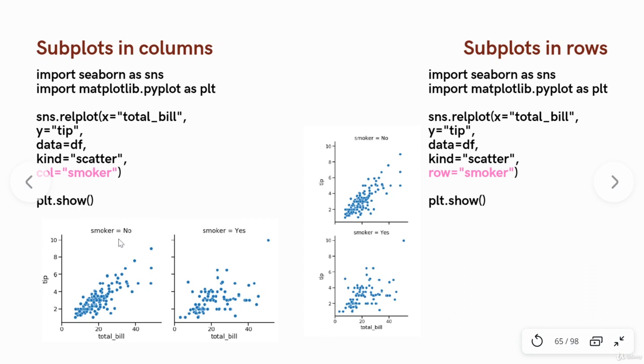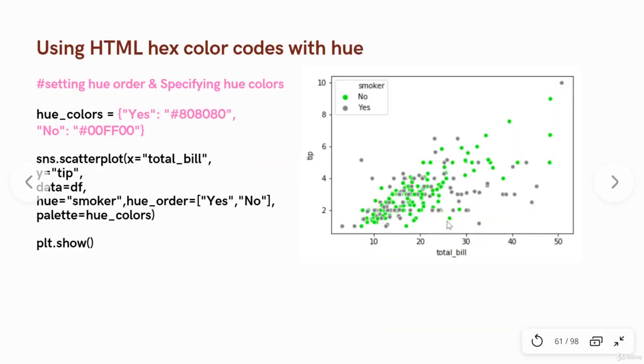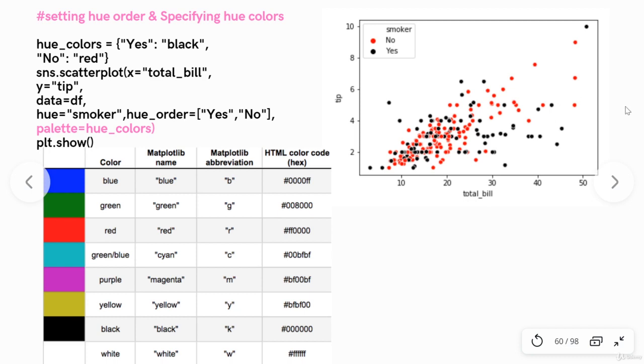For people who are not smokers, we have a different plot. For people who are smokers, we have a different plot. Earlier, all three variables were shown in the same area, like in the plot which we have done. So three variables in the same area: one variable total bill, the other variable tip, and the third is the smoker variable, which we mentioned with the help of the hue parameter.